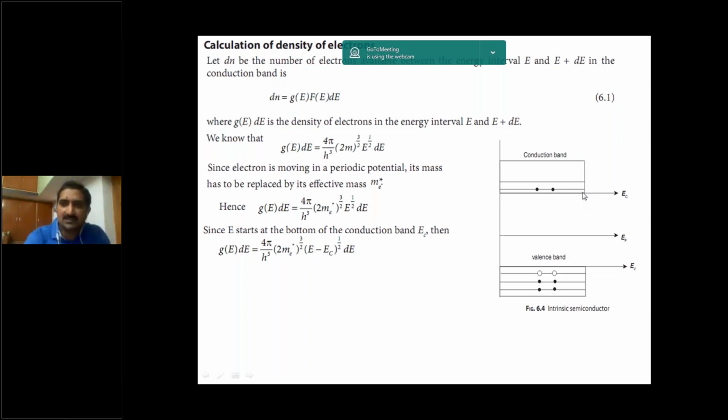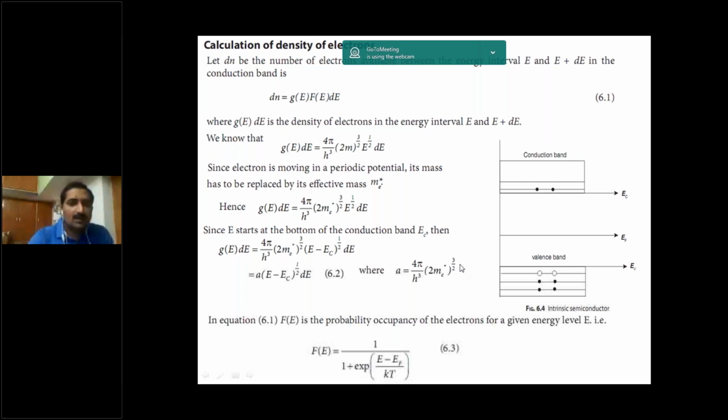Here the conduction band starts from EC. EC is the lowest energy value in the conduction band. So in the above equation, we are taking a constant: A into (E minus EC) whole power 1 by 2 into dE. What is A? 4 pi by h cube into (2 me star) whole power 3 by 2. This is in the above equation 6.1.